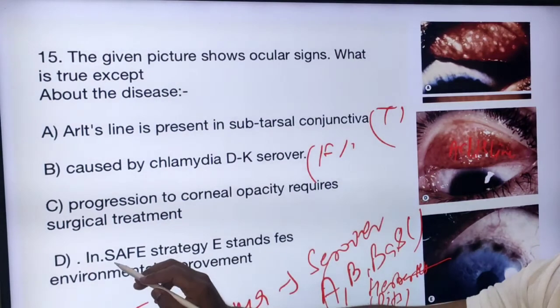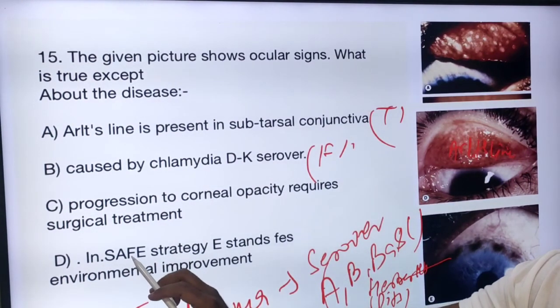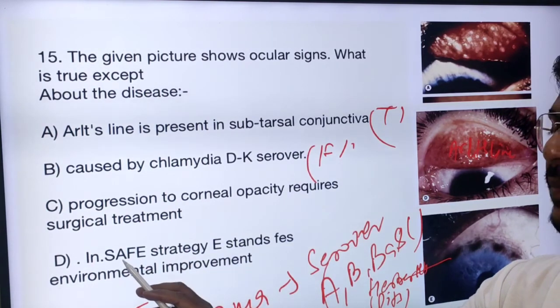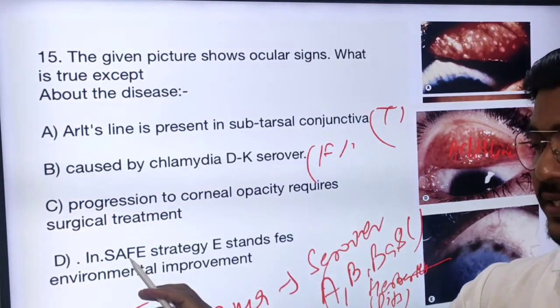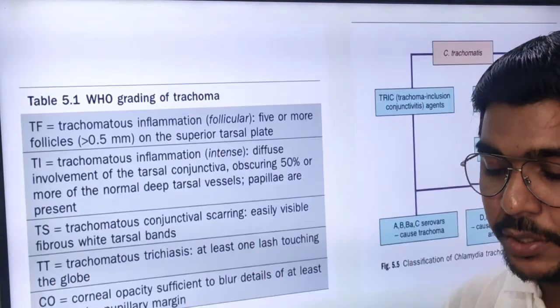Okay, then S is what? Surgery, antibiotic, facial cleanliness and environmental improvement. Surgery, antibiotics, azithromycin single dose 1 gram, facial cleanliness, environmental improvement. This has been asked in the recent INICET examination.